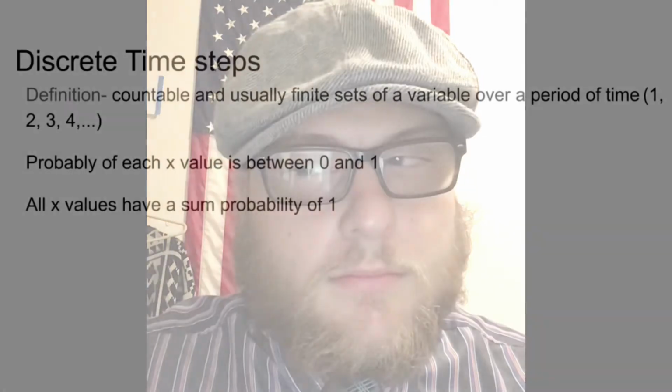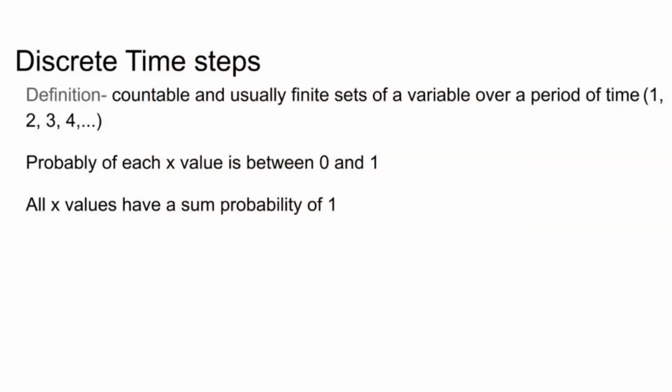So as mentioned before, now that we're done talking about random variables, it's time to get into the different forms the stochastic process can take. We're going to start with a discrete stochastic process. In other words, we're going to be using discrete time steps. So before we talk about discrete time steps, we're going to talk about what a discrete random variable is. And they're basically the same thing. The definition of it is a countable and usually finite set of variables over a period of time. 1, 2, 3, 4 is an example of that.